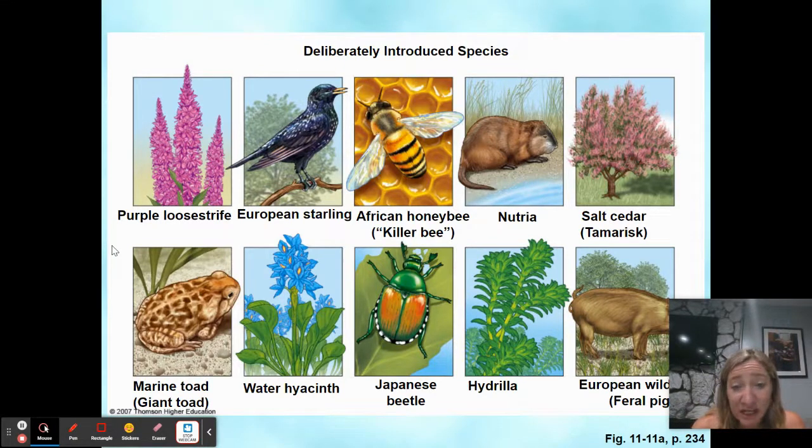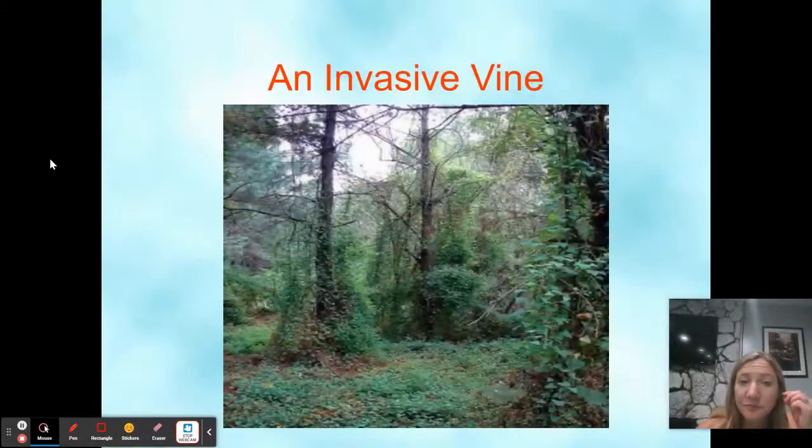Some of it was aesthetic, right? Like, oh, this is a really pretty flower or whatever. I want that in our yard. And then they have no predators, no animals that help to control it, and it just grows like a weed. There's quite a few examples, and we'll talk about some more in class probably too. But these were all deliberately introduced for various reasons.